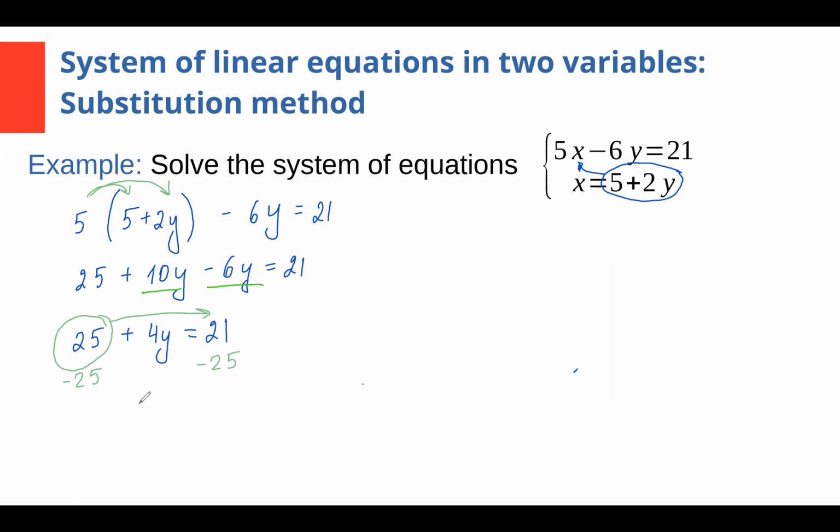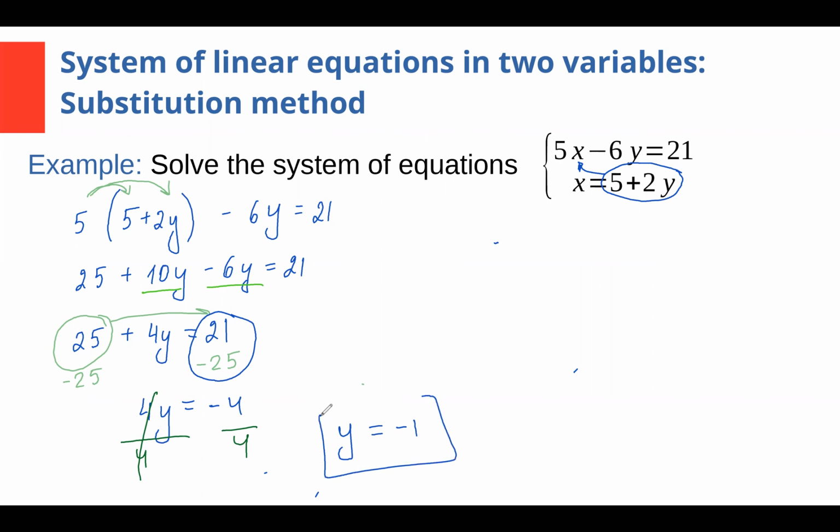Now on the left side, I have 4y. On the right side, 21 minus 25 will be negative 4. Then I will finish it up by dividing both sides by 4, because I need to get rid of that factor of 4. So y is negative 4 divided by 4, which is negative 1. I found the y, so I found the second coordinate for the answer.